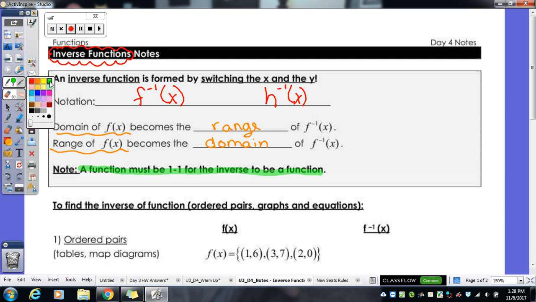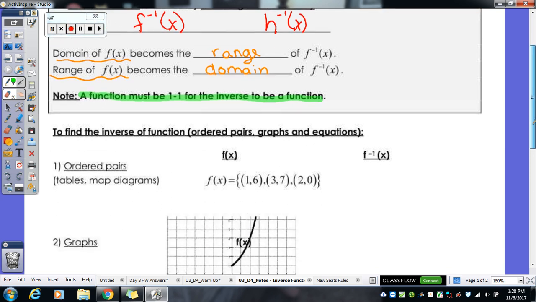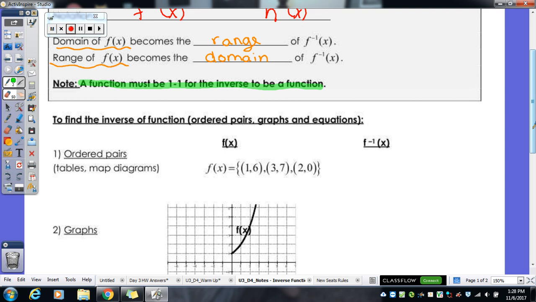So let's take a look down here. To find the inverse of a function, I'm going to show you three different ways: if you've got your points, if you've got a graph, and if you've got an equation. If you have your ordered pairs, all you're going to do is switch your x and y values.